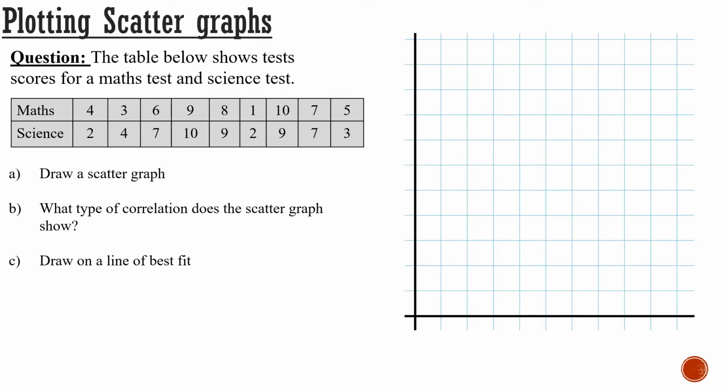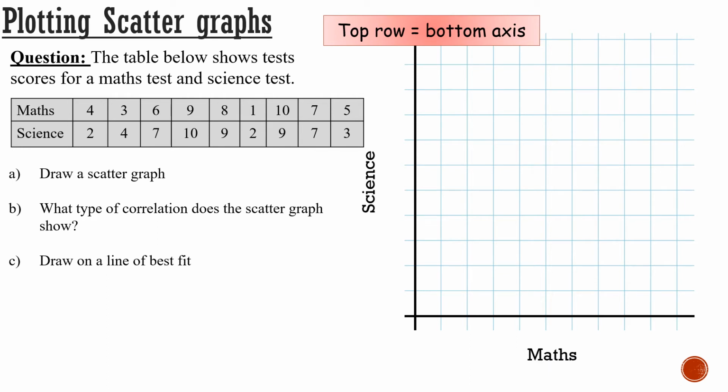Now you need to make sure you use your crosses in your book to make sure it's nice and neat, and make sure you use a ruler to draw your lines, and if you can, do a little mark on each of the squares to make sure your work is super neat and you get the scale right. What I suggest you do when you start your scattergraph is whatever's on the top of the table, in this case maths, we put that as the bottom axis. So maths goes on the bottom, which means science scores go at the side.